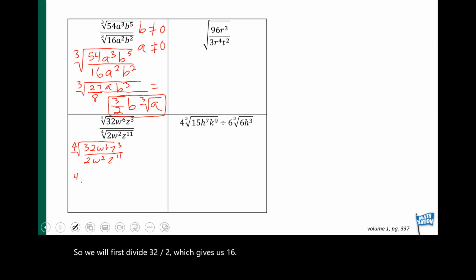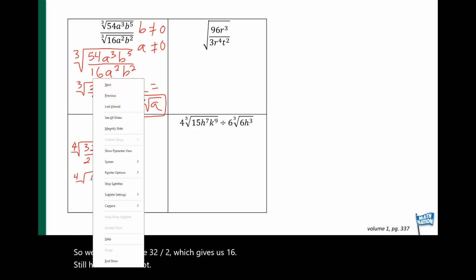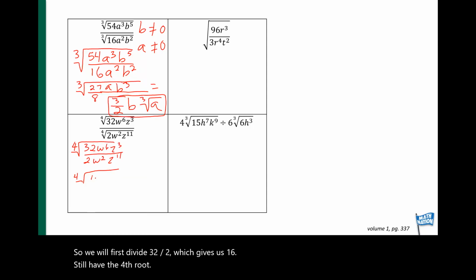Still have the fourth root. Okay, let's fix this here real quick. Erase that for a second. Let's go back.